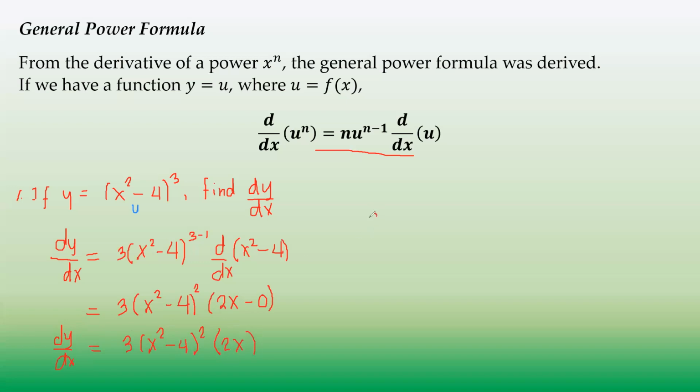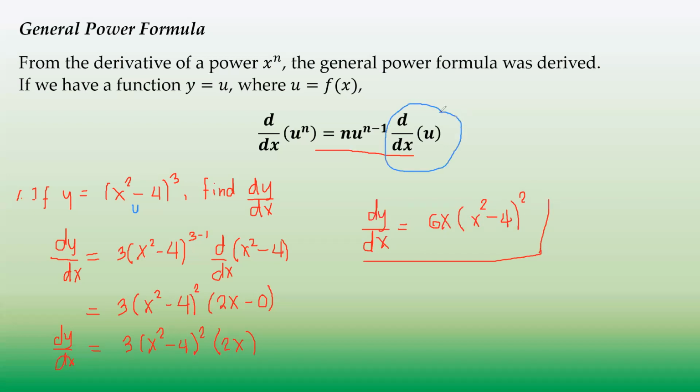Your dy over dx is equal, so we're going to multiply 3 and 2x, that's why we have 6x. 6x times the quantity x squared minus 4, and then squared. So this is our dy over dx. So ganun si general power formula. Kahawig lang niya yung power x raised to n. So meron ka lang dinagdag sa dulo na derivative pa ng u. Okay.